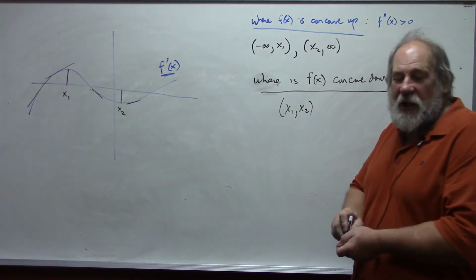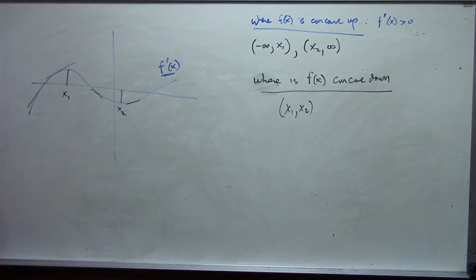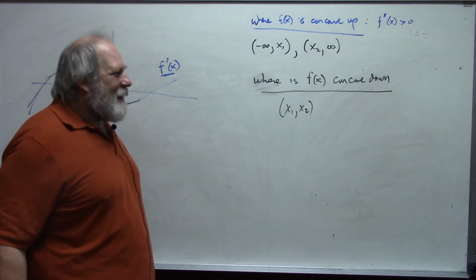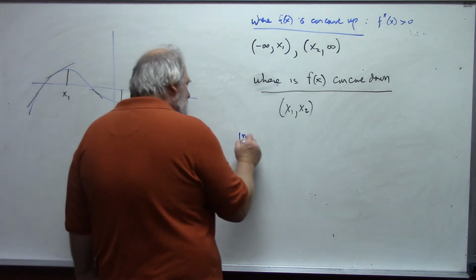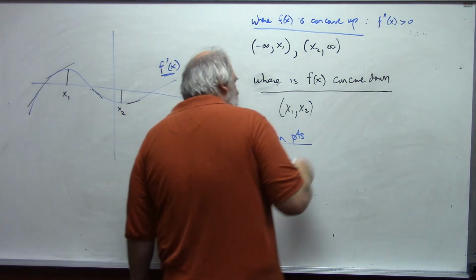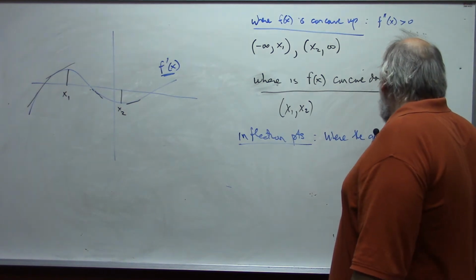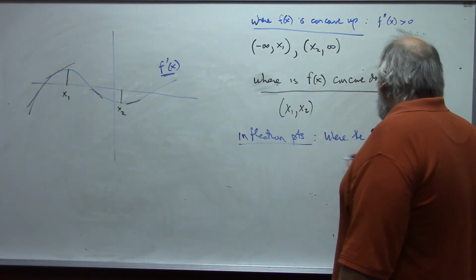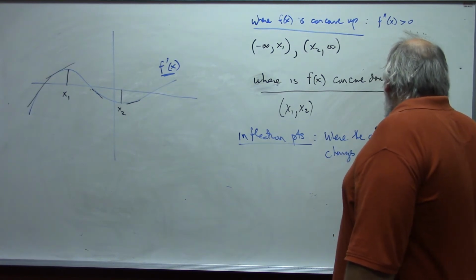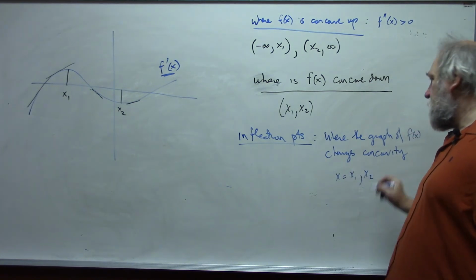And so this would be on the interval from x1 to x2. Where my function changes concavity, in this case at x1 and at x2, we get what are called inflection points. Inflection points are where the graph of f of x changes concavity, which in this case are x equals x1 and x2.